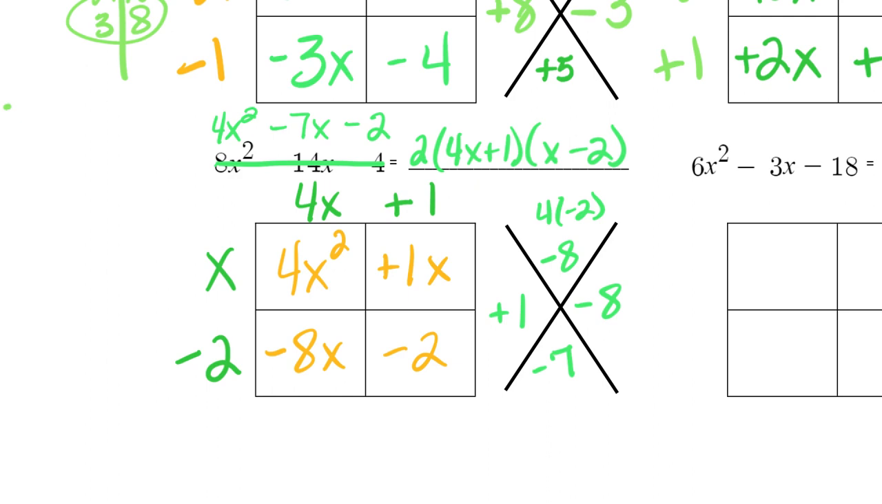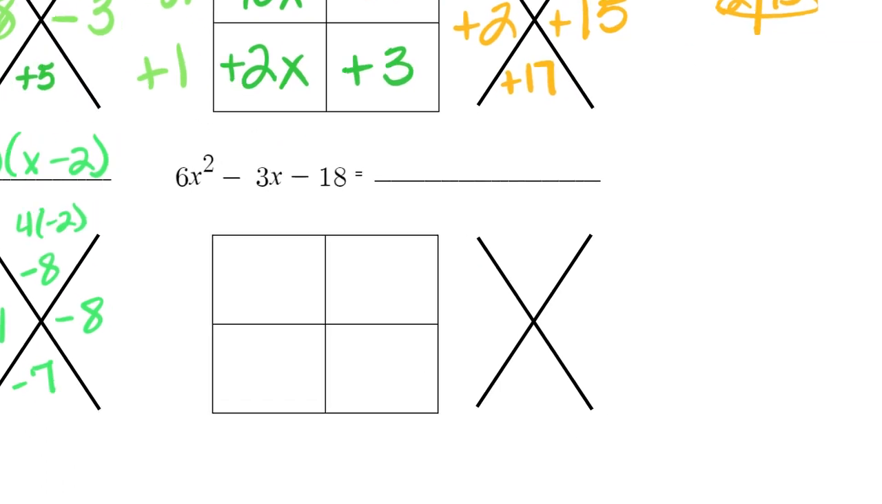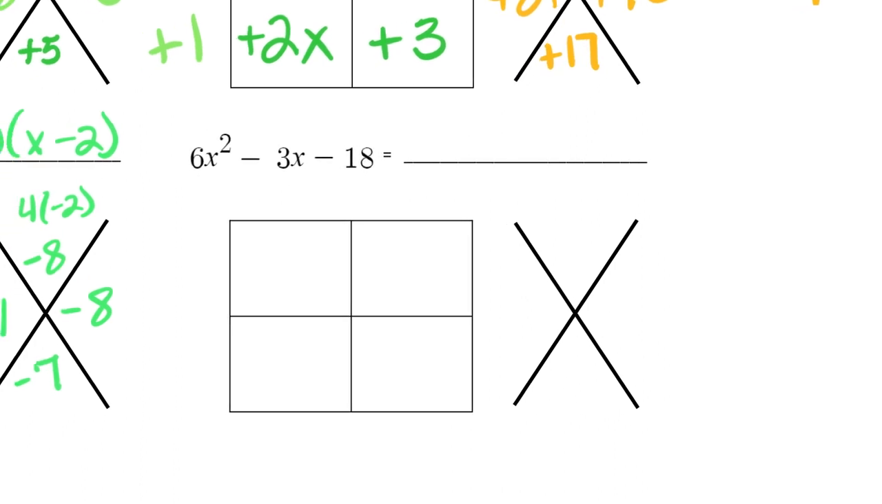All right, the next one is pretty similar. I notice that I have, all of these are divisible by 3. So I can leave a 3 hanging out front. So when I rewrite this, I'm going to divide all of these by 3. So 6 divided by 3, so this will be 2x squared, minus 1x. I'm going to leave the 1 there, even though we don't need it, and then minus 6. So for my product, I have 2 times negative 6, and then I need a negative 1. So 2 times negative 6 is negative 12.